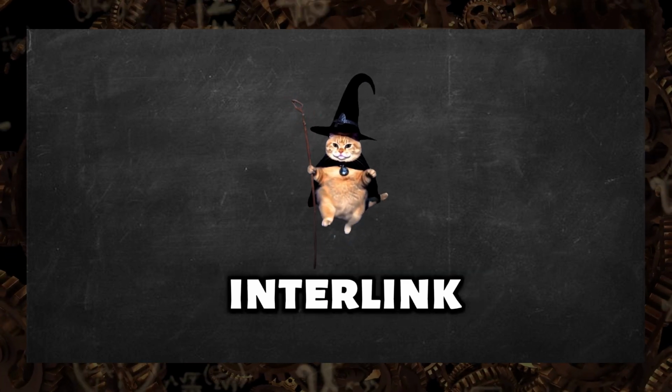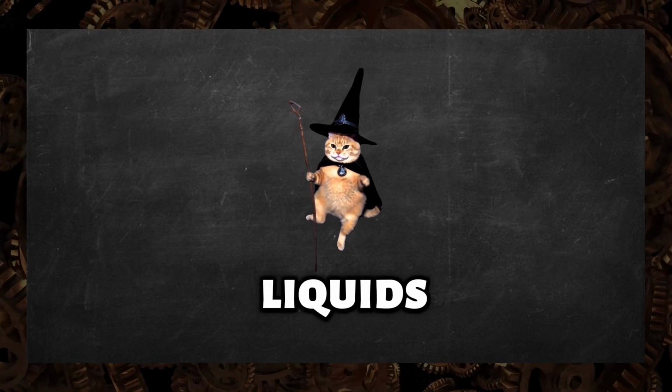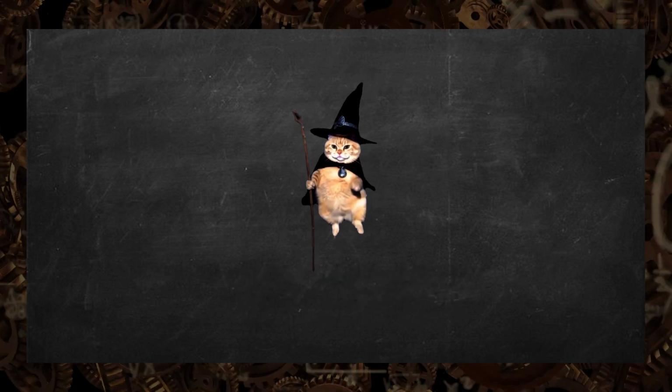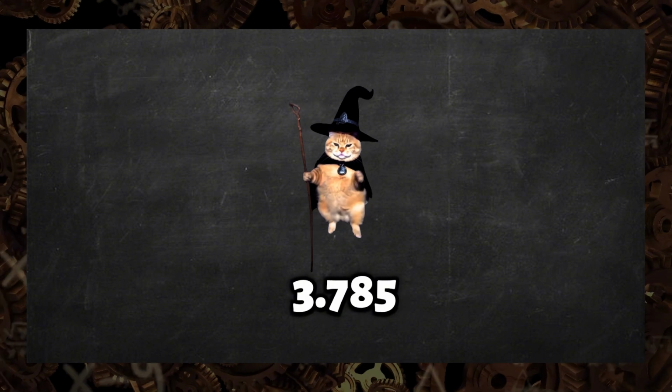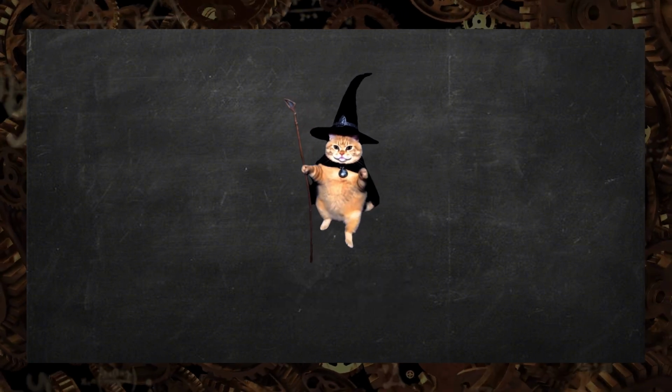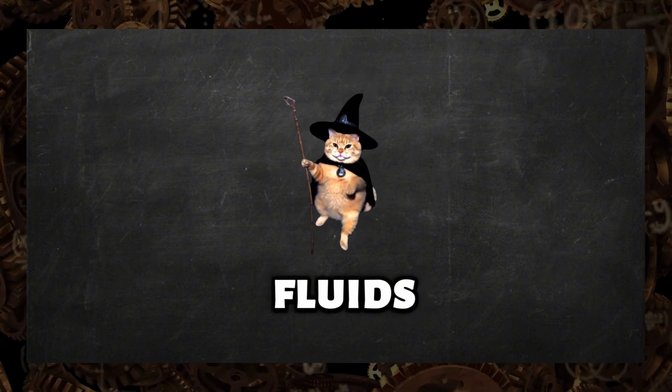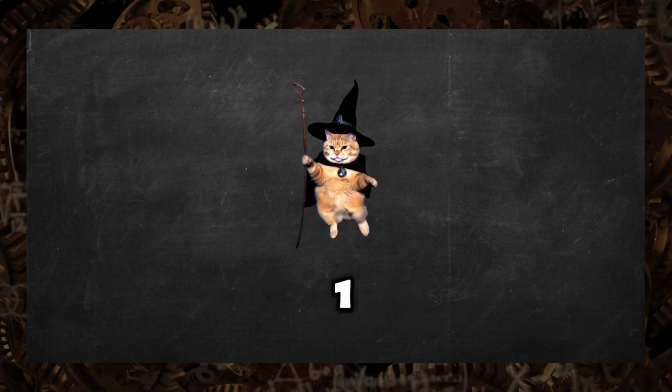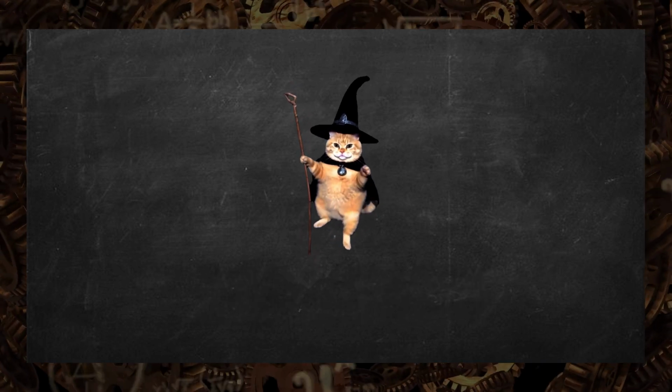Capacity and weight interlink. Capacity for liquids in liters or gallons. 1 gallon is about 3.785 liters. Weight for solids, though fluids have both, like water, 1 kilogram per liter.